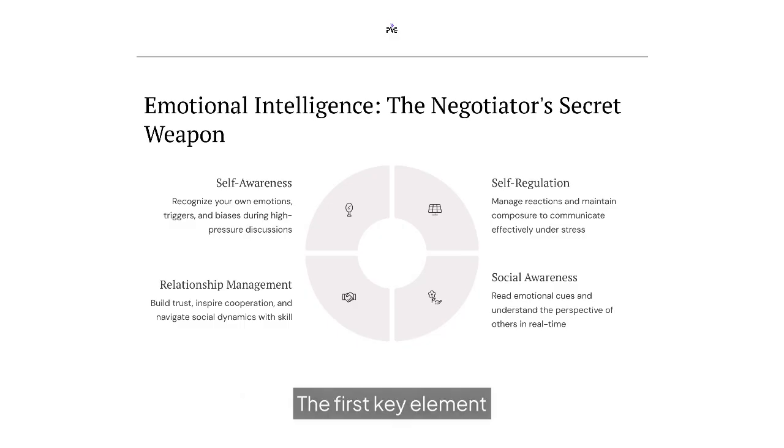The first key element is self-awareness. This means recognizing your emotional triggers, strengths, and blind spots. When you understand what drives your reactions, you can remain calm and deliberate, even in tense situations. A negotiator who knows themselves can better read and influence the emotional tone of the conversation.